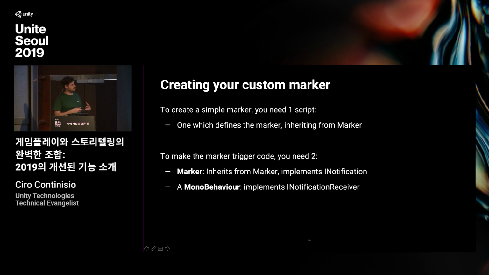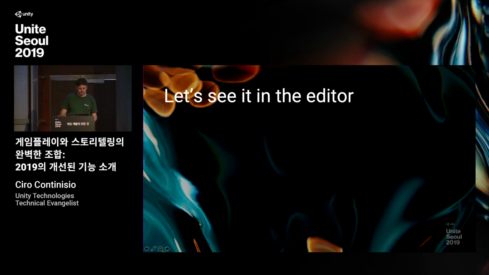But if you want your marker to actually do something, like the signals, and trigger some code, then you need 2 scripts. One inherits from marker and implements INotification, and it's the one that goes on the timeline. And the other one inherits from MonoBehaviour, so it's a component, and implements INotificationReceiver. So it's the one that receives the callback. And again, let's see a concrete example in the editor. To exit slideshow.